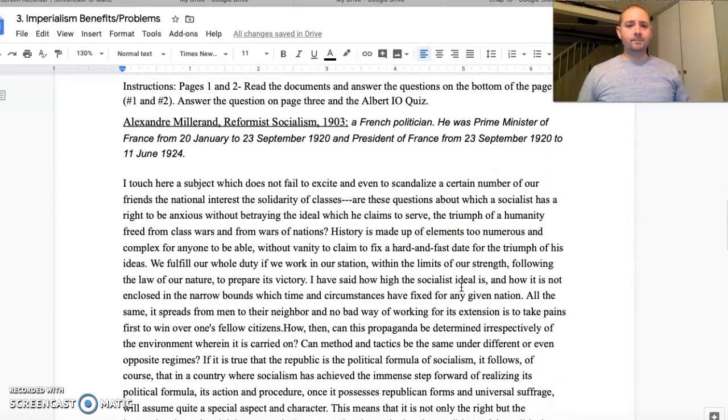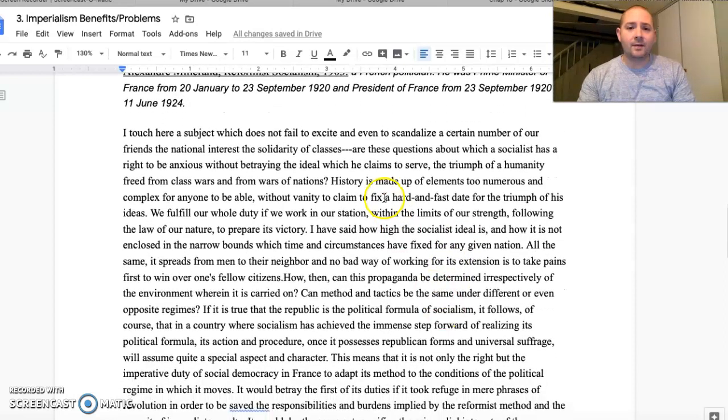Next piece, as I said, is written by a French guy. He's the prime minister of France. But he also, obviously that gives him a certain perspective. But he is a socialist, right? So he does have that sort of leftist leaning. And he does talk about a lot of the negatives, right?